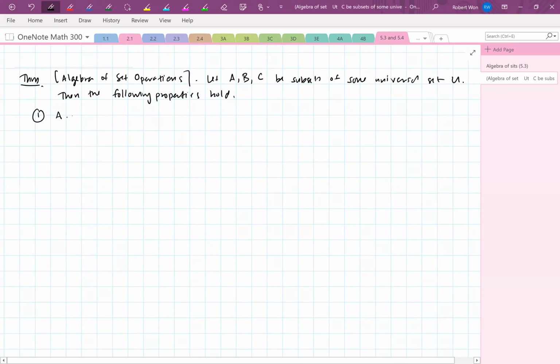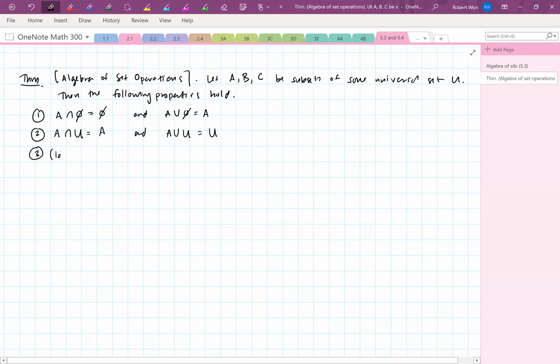One, if you intersect A with the empty set, or you union A with the empty set, what should you get? Hopefully you can fill this in without me telling you. If you intersect with the empty set, you get the empty set. If you union with the empty set, you just get back the set you started with. Two, if you intersect with the universal set, or if you union with the universal set, what happens? Again, hopefully I don't need to tell you that if you intersect with the universal set, you just get back the set you started with. If you union with the universal set, you get back the whole universal set.